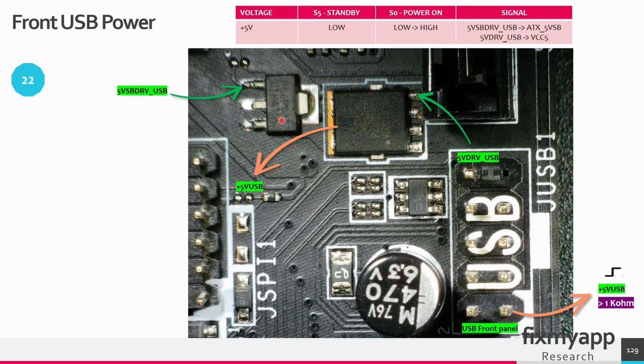For the front USB power circuit, we have the same layout. This is the small MOSFET, this is the bigger MOSFET. This bigger MOSFET will be turned on in the power on state, and this smaller MOSFET will be turned on in the standby state. This is the USB front panel, and at this pin the 5 volt USB power will be generated. The resistance at the output is higher than 1 kilo ohm.